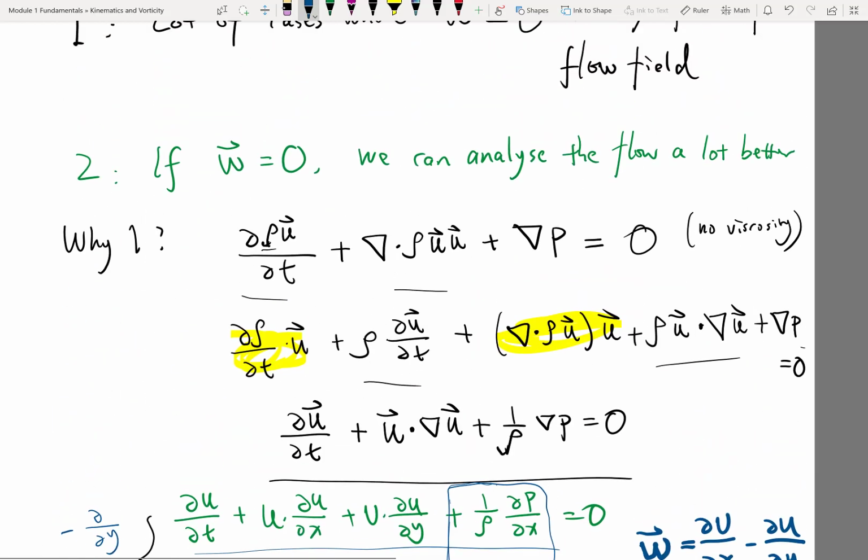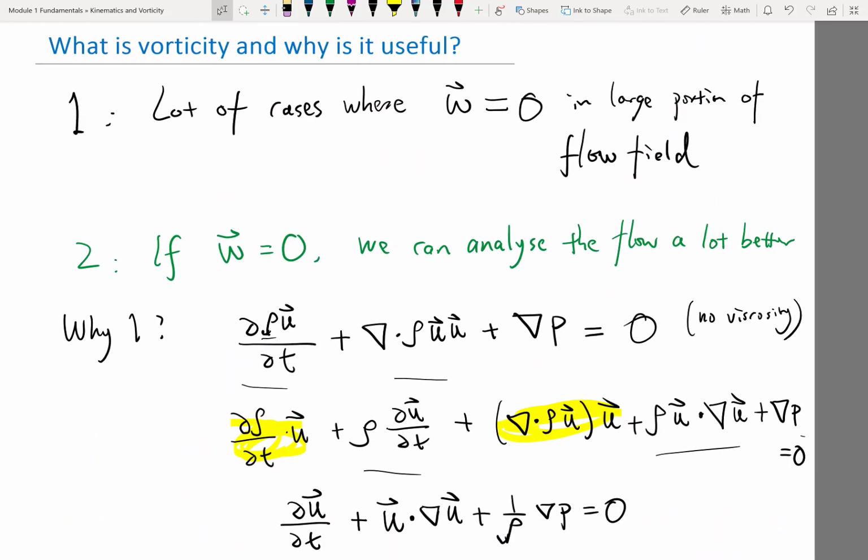So this is why there are a lot of cases where vorticity is equal to 0 in most of the flow field, if not the entire flow field, because the vorticity would stay 0 if it initially is 0. And even if only part of the flow field has 0 vorticity, that part of the flow field, as it goes with the flow, will stay with 0 vorticity. Okay, any questions on this?